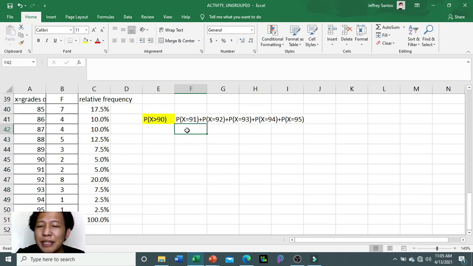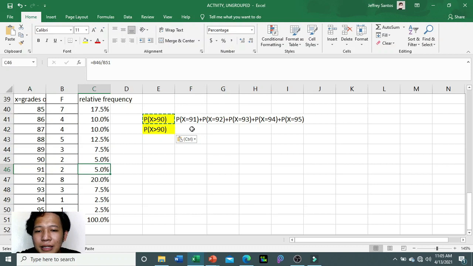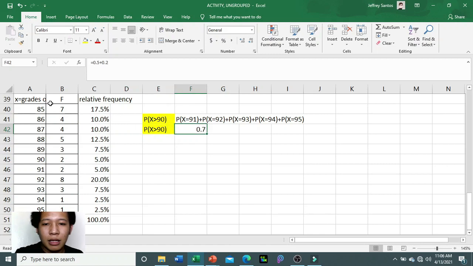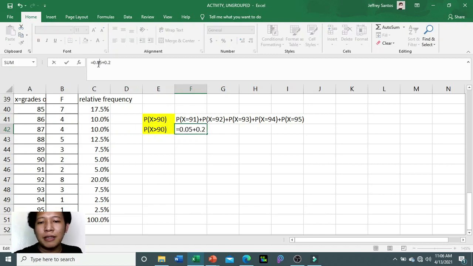All right, and we simply just add their probabilities. So, all right. So for us to get the probability, we have the probability of getting 91. That is 5% or 0.5. So that would be 0.5 plus the probability of getting 92. That is 20% or 0.20. Sorry. It's not 0.5. That's 0.05 pala. Okay? And then we have your 0.20 plus the probability of getting 93.